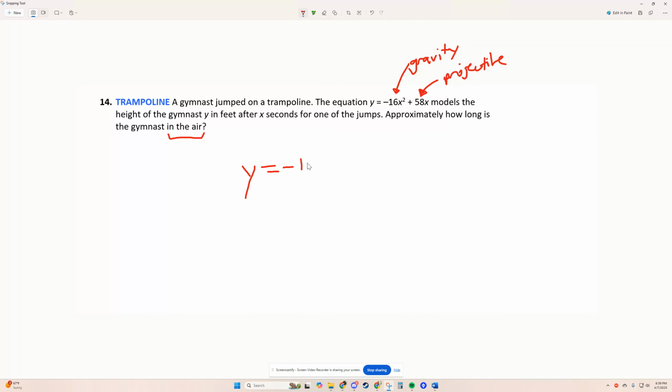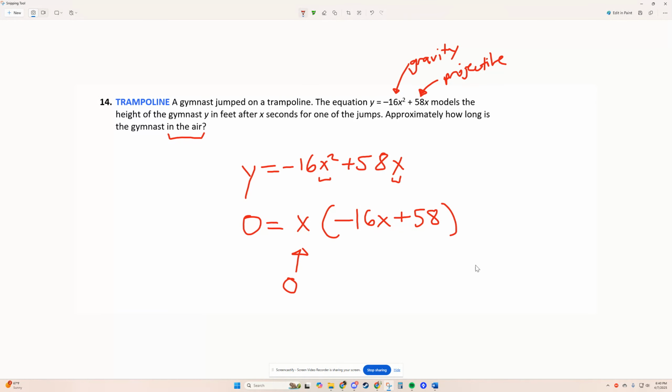So let's see, negative 16x squared plus 58x. Okay, so I know there's x in both of these. Let's factor out x, and I'm going to set it equal to 0. So x times negative 16x plus 58. So I know this one will, of course, be 0. And then to figure out the other one, it would be negative 16x plus 58 equals 0. That's the same thing as 16x equals 58.